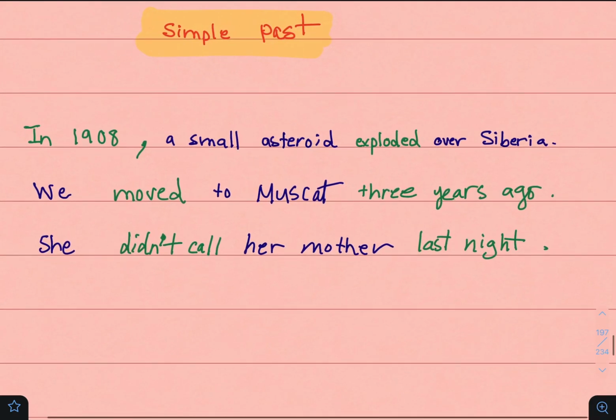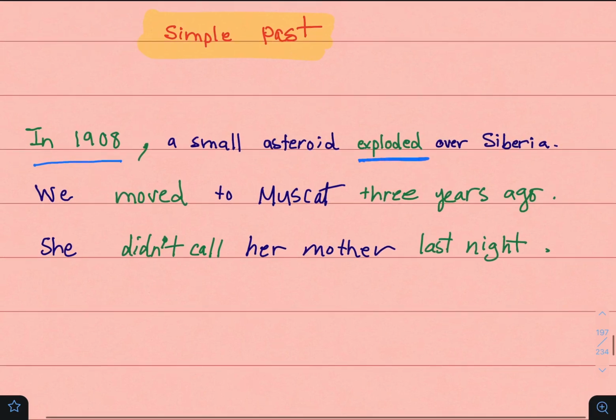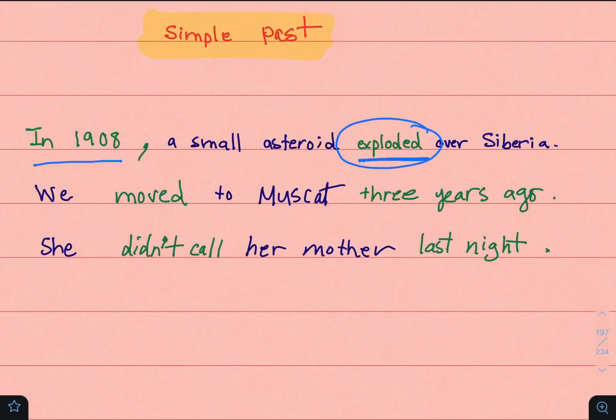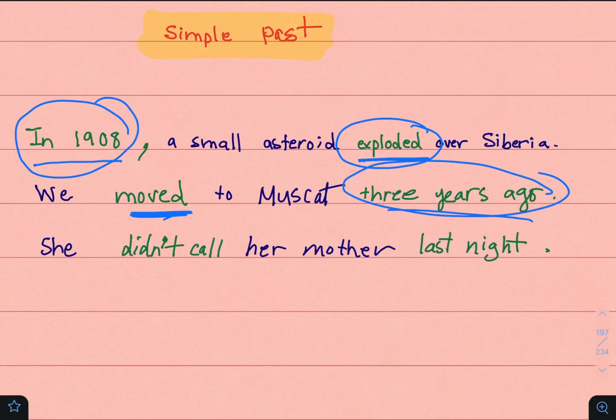As we have said previously, the simple past, we use it when we talk about an action that happened in the past and the exact time is given. طبعا مثل what? Yesterday, 2 weeks ago, 2 months ago. Now let's take a look at these examples. So in 1908, already you know إن هذه في الماضي, a small asteroid exploded over Siberia. Okay, so here we use it because we are talking about something that happened in the past and we know the exact time. We moved to Muscat 3 years ago, ليش استخدمنا simple past, لأن the exact time is given.